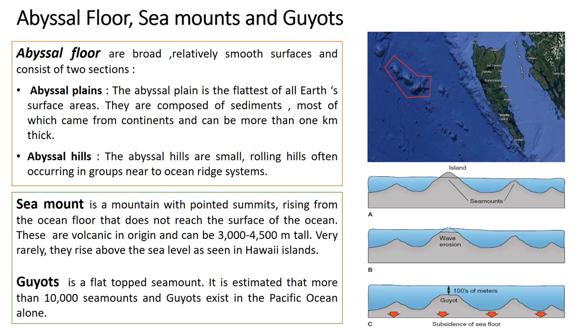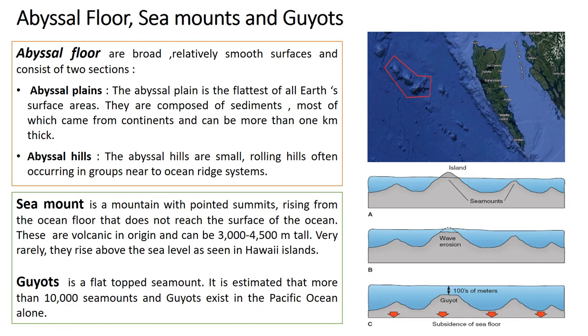And then on the other hand, we have guyots. A guyot is a flat top seamount. Once in its lifetime, it was a seamount, but it got eroded to form a guyot. It is like a plateau. It is estimated that more than 10,000 seamounts and guyots exist in the Pacific Ocean alone.